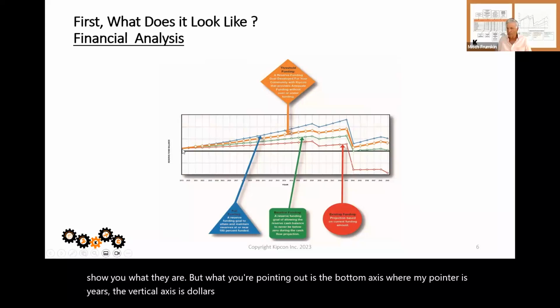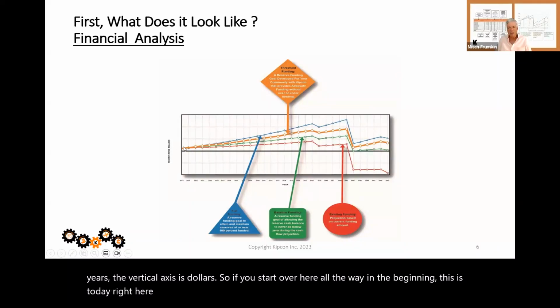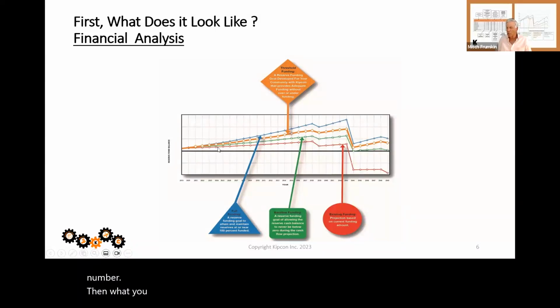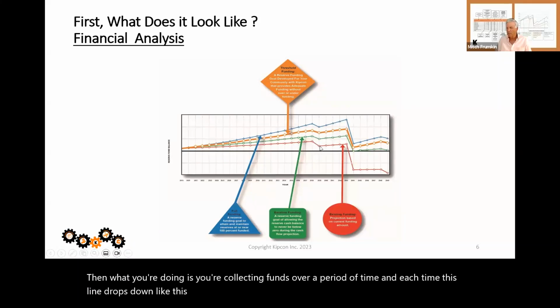So if you start over here all the way in the beginning, this is today, right here. So how much do you have in your funds now? That's this number. Then what you're doing is you're collecting funds over a period of time. And each time this line drops down, like this spot here, it means you're replacing something. So this is what it looks like over a 30-year projection period.